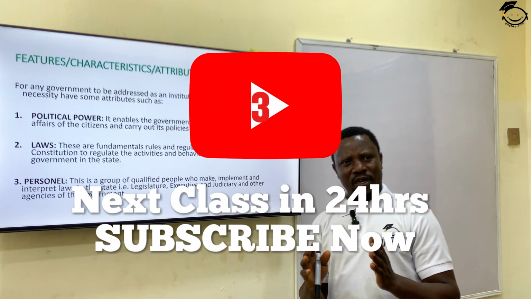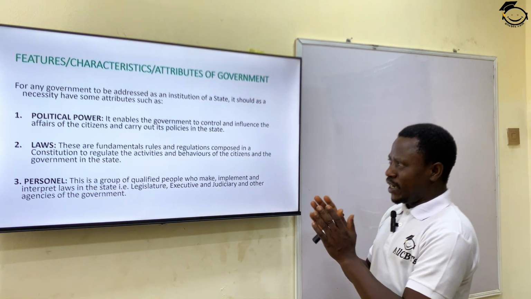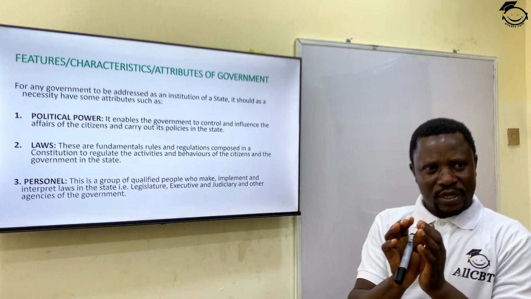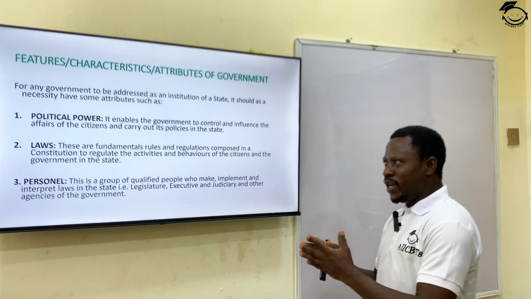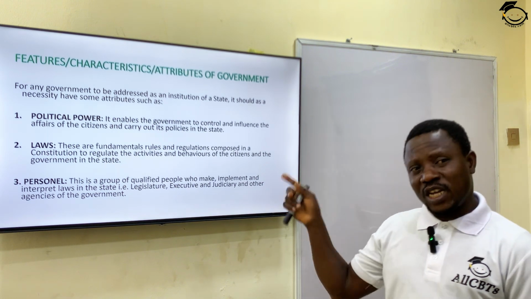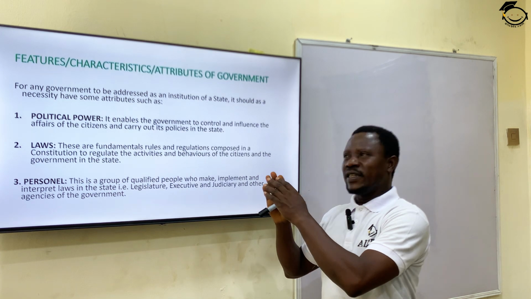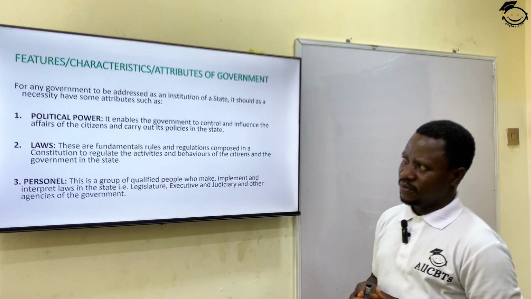How do we mean? I mean the Constitution. The laws, the fundamental rules and regulations, which are coded in a booklet called Constitution. These laws are made to regulate the activities and the behaviors of the citizens, even the behaviors of the government itself. So this is a fundamental feature that makes government an institution of a state.